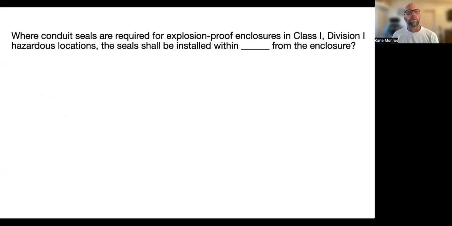Next one, where conduit seals are required for explosion-proof enclosures in Class 1, Division 1 hazardous locations, this seal shall be installed within blank from the enclosure. Guys, first off, I want to point out, if they mention Class 1, Div 1, we've got to know that that's in 501. Class 1, Div 1 is 501. Class 1, Div 2, 502. Class 1, Div 3, 503. So right away, you already know you're going into 501, and it's 18 inches, 501.15(A)(1).